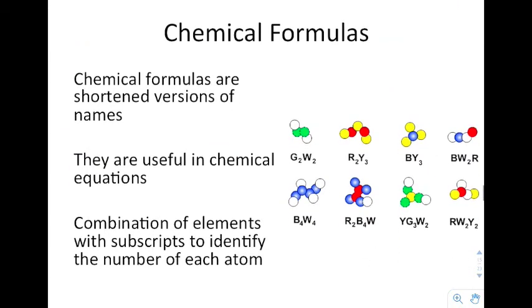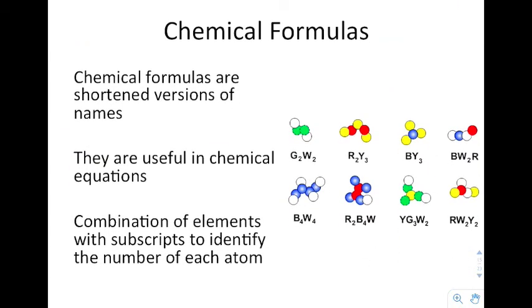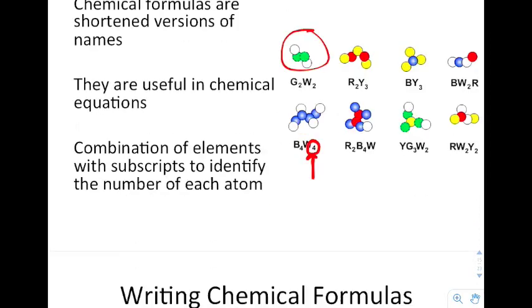Next, you should be able to write the chemical formula. A chemical formula is a shortened version of the name, and it's really useful when we talk about chemical equations. So you can see it in terms of colors. If this thing is G2W2, because there's 2 greens and 2 whites. This right here would be blue, and then 3 yellows. So you specify how many of each one there are by what's called a subscript. So the combination of elements with subscripts identify the number of each atom.